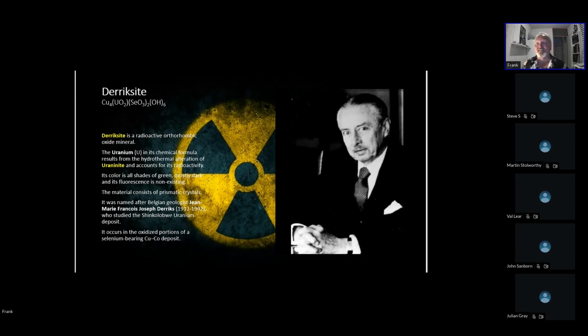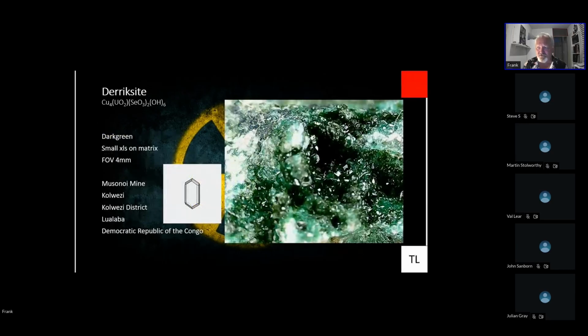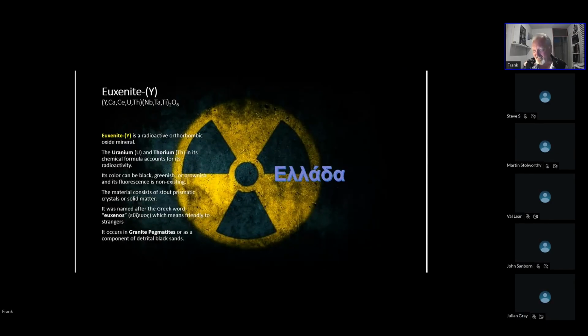Next mineral is rieite. Rieite is an orthorhombic oxide mineral, and again, uranium comes from hydrothermal alteration of uraninite. Its color is all shades of green, mostly dark, and its fluorescence is non-existent. The material consists of prismatic crystals, and it was named after Belgian geologist Jean-Marie François Joseph de Ries, who studied the Shinkolobwe uranium deposit in the Congo.